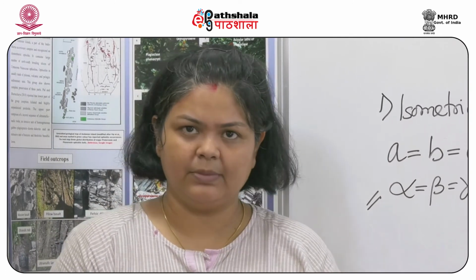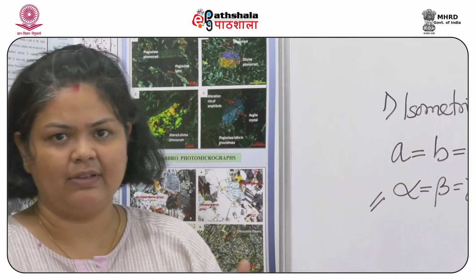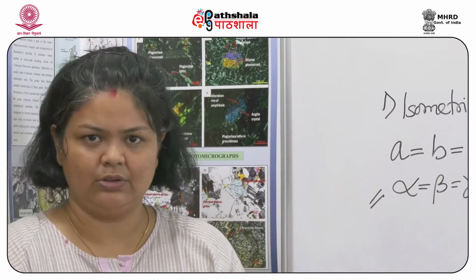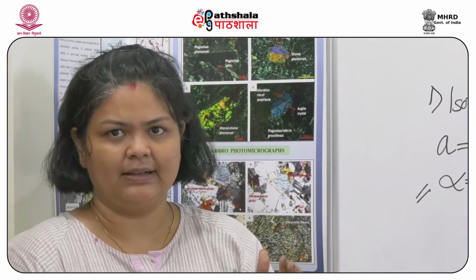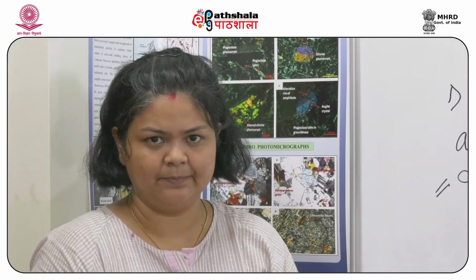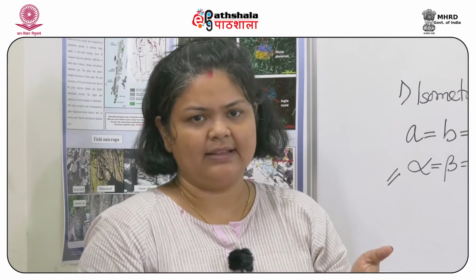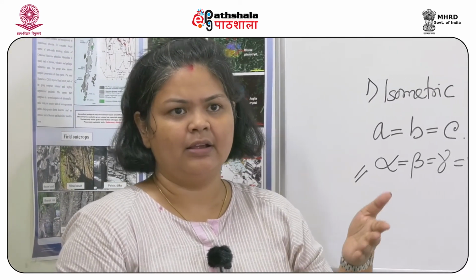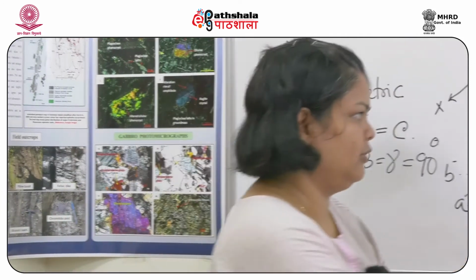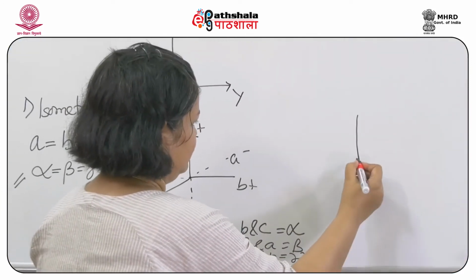Then we have the orthorhombic system, where A is not equal to B is not equal to C, but alpha, beta, gamma are equal to 90 degrees. For the hexagonal crystal system, we have 4 crystallographic axes. For the crystallographic axes in the hexagonal system, I would like to draw this.